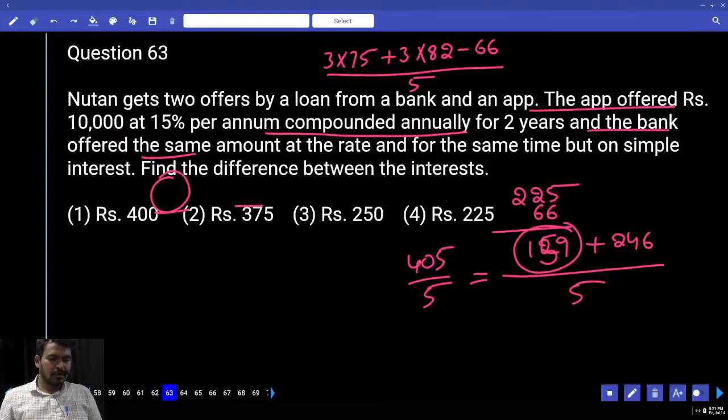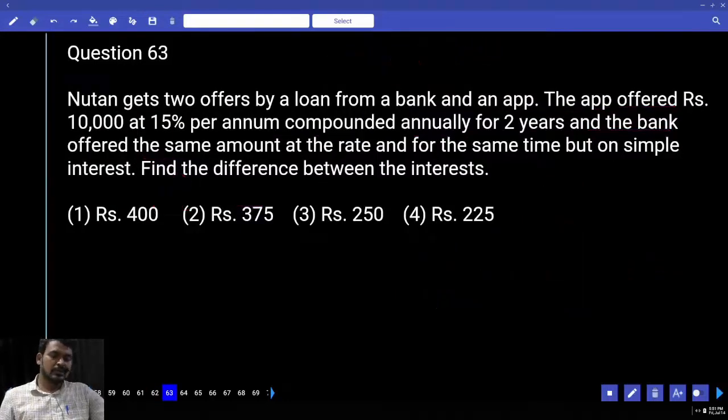Next question number 63. Nutan gets 2 offers for a loan from a bank and an app. The app offered 10,000 at 15% per annum compounded annually for 2 years, and the bank offered the same amount at the same rate for the same time but on simple interest. Find the difference between the interest. Means required difference between compound interest and simple interest for how many years?